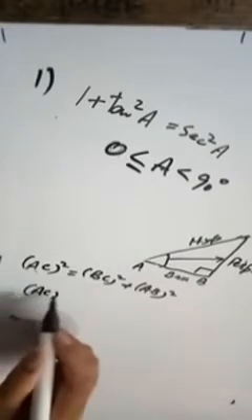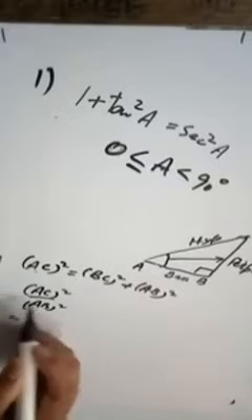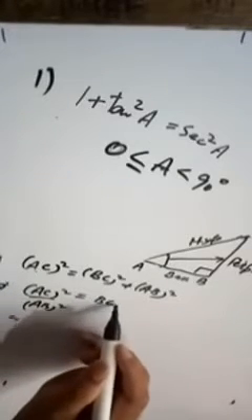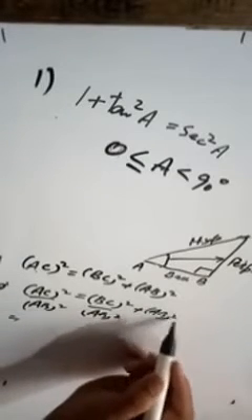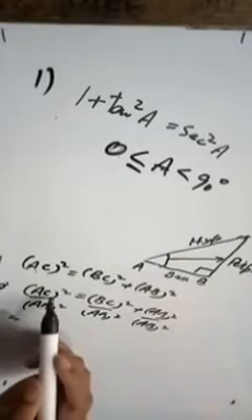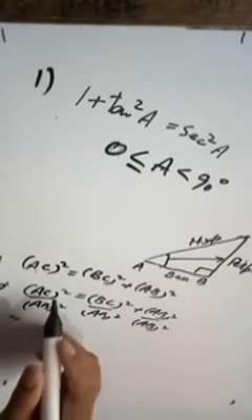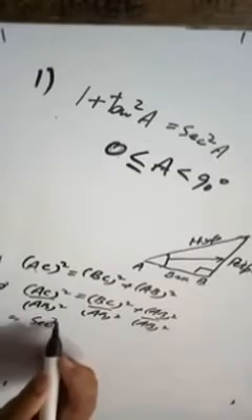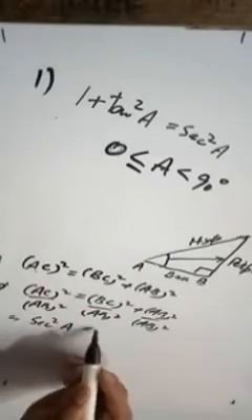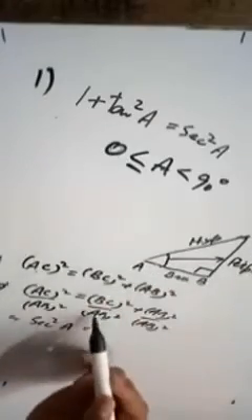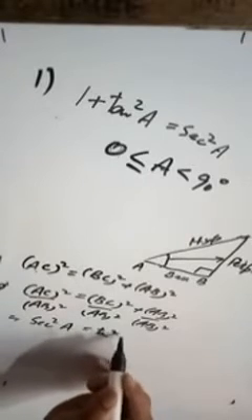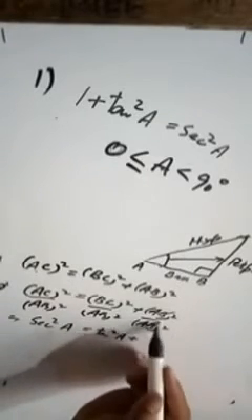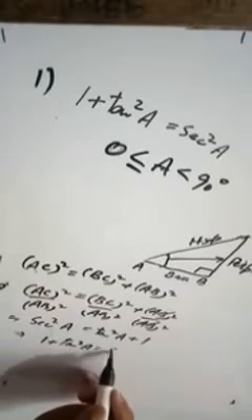What I get is AC square upon AB square is equal to BC square upon AB square plus AB square upon AB square. So it is hypotenuse by base, which can be taken as sec, and both are squared, so sec square A. BC is perpendicular, AB is base. Perpendicular by base is tan, so it can be written as tan square A, plus AB and AB will be cancelled. So what I get is 1 plus tan square A is equal to sec square A.